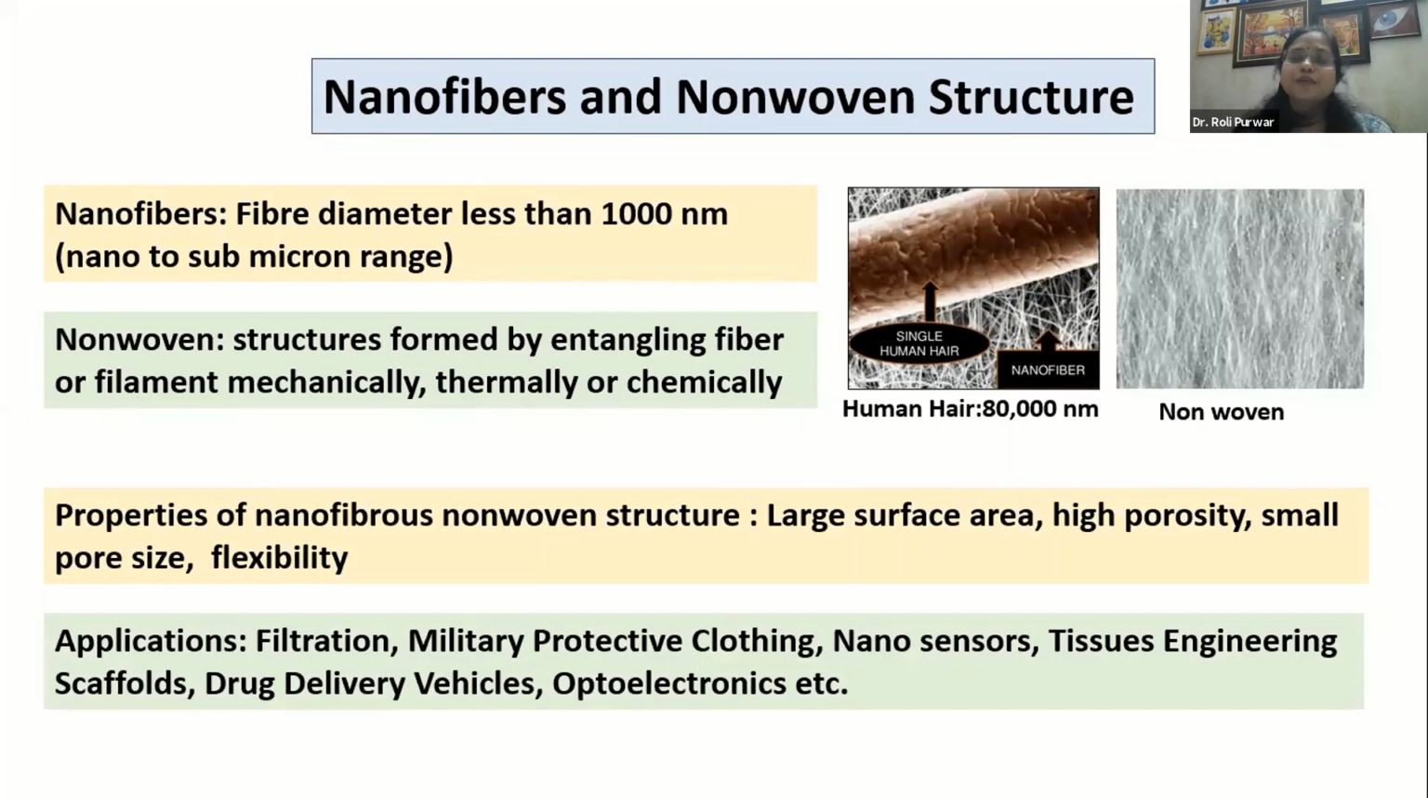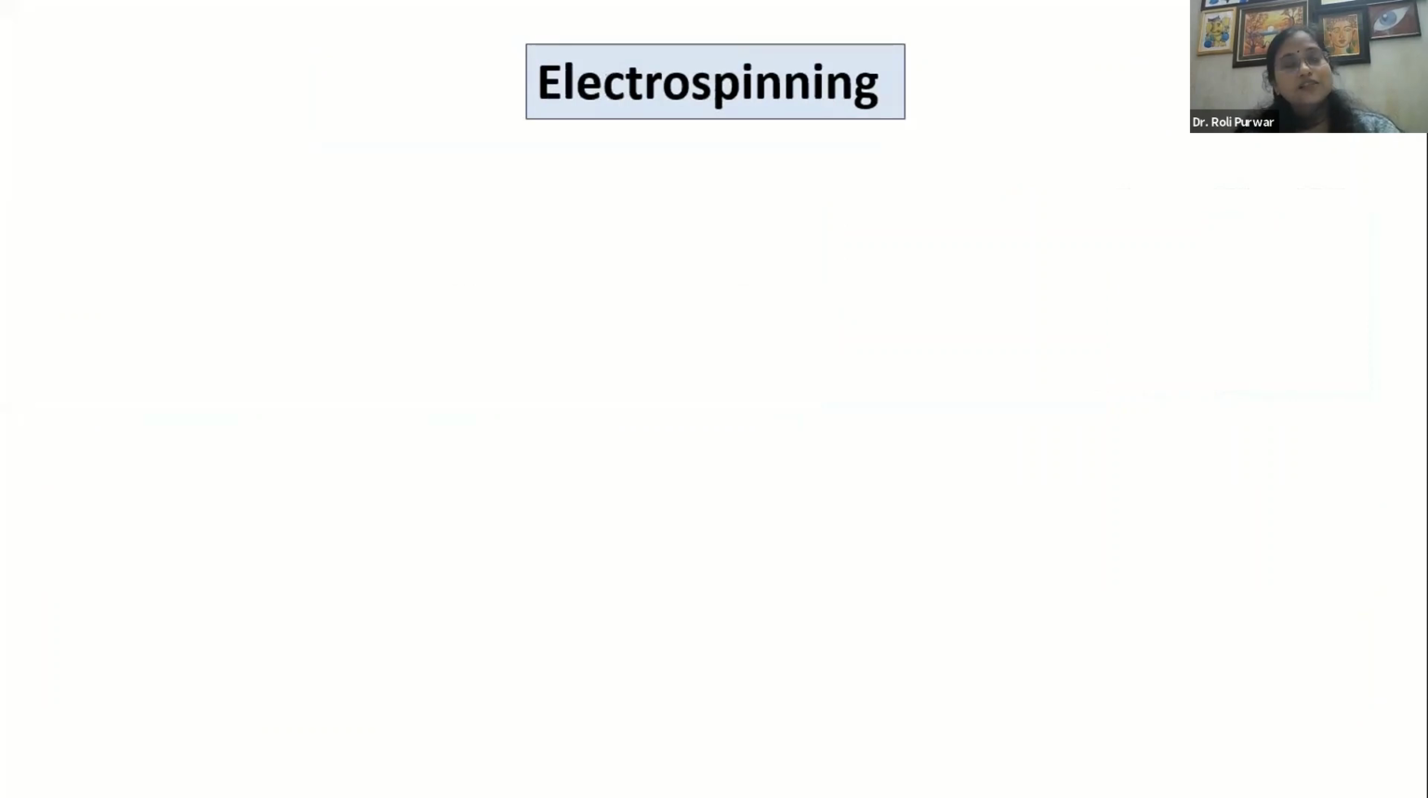There are a large number of applications for nanofibrous non-woven structures, like filtration, protective clothing, nanosensors, tissue engineering scaffolds, drug delivery vehicles, and optoelectronics applications. So let us look at what electrospinning is. We will look at the fundamentals of electrospinning.